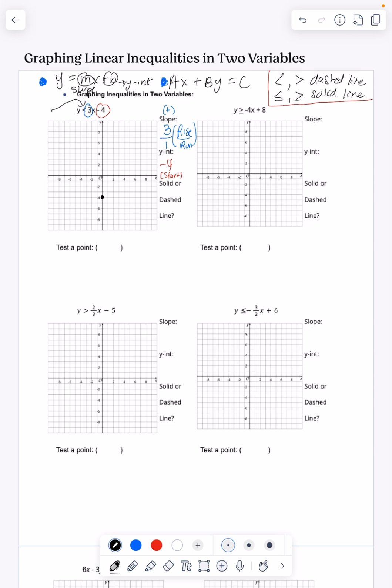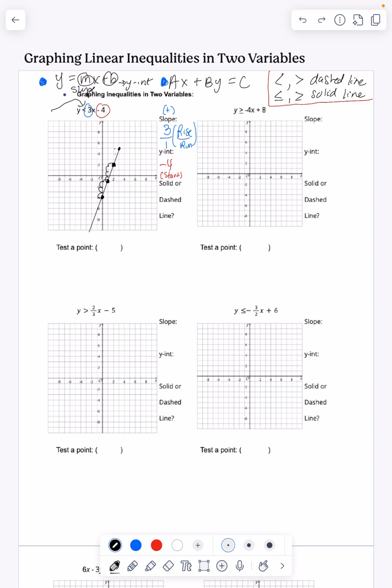Then we have a slope of 3 over 1, so up 3, so 1, 2, 3, run 1, up 1, 2, 3, run 1, right? You could do that as many times as you want. You only really need 2 points to make a line, but I sometimes do a little bit more to ensure that I have a straight line when I'm creating that with my ruler, right? So it's important that we are mindful of that.